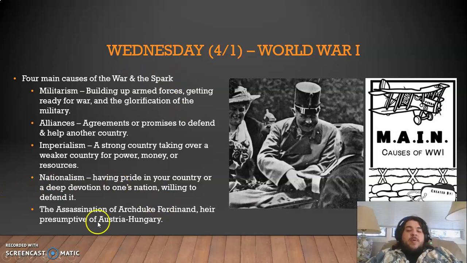And then you have our spark, the assassination of Archduke Ferdinand. He was the heir presumptive of Austria. So it's a big deal he died or was killed, right? Because there is no heir for the king, so they have to have an heir presumptive. This guy's going to be the king after the king of Austria-Hungary dies, but he's killed. He's assassinated. And that starts a domino effect because of alliances.